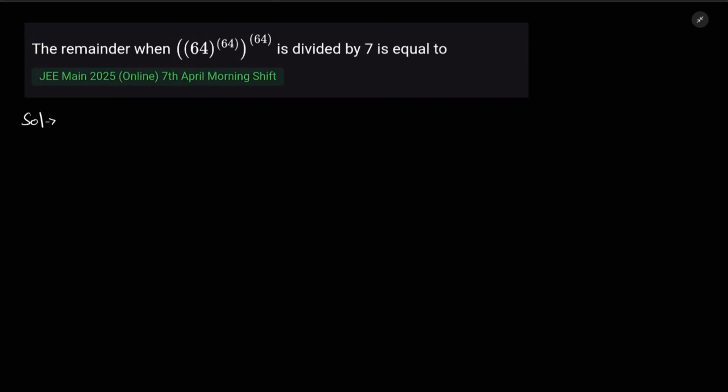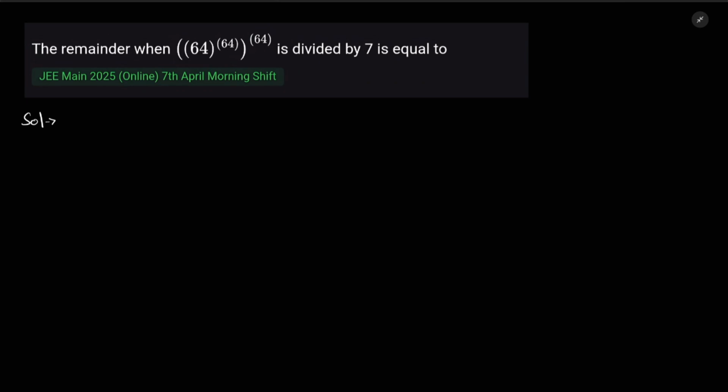Hello everyone. Recently, this type of question, the remainder type of question, is coming to the JEE Mains examination. As we can see, the question is: the remainder when 64 to the power 64 to the whole power 64 is divided by 7. These questions are basically from the chapter binomial theorem.